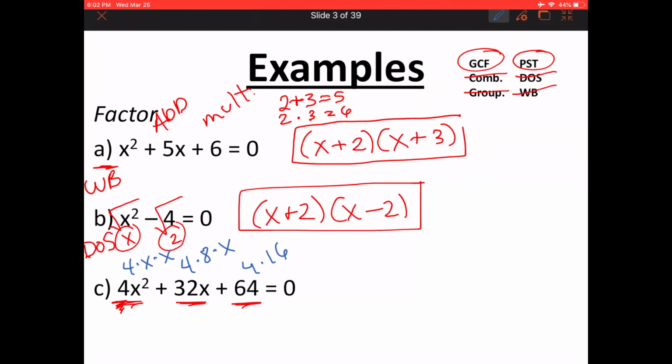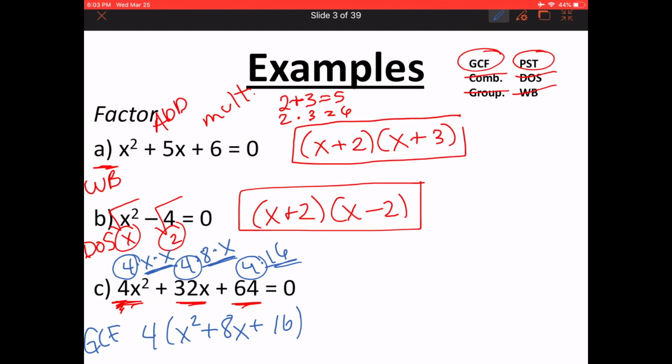Okay, so I'm going to GCF that 4 out. So I'm going to circle that 4 that they all have in common, and then in parentheses, I'm going to be left with x squared plus 8x plus 16. Okay? So whenever you can GCF, you always want to get that greatest common factor out first. Now our work is not complete because we can still either perfect square trinomial this or work backwards.